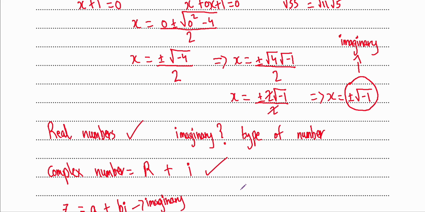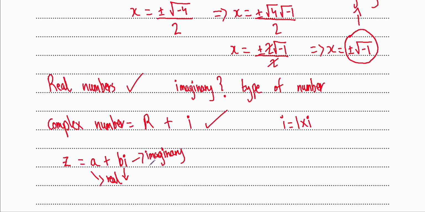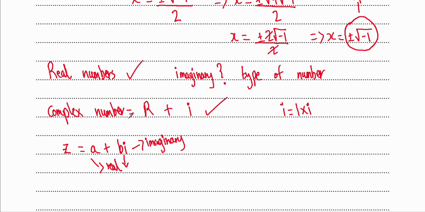I is just 1 times i. So i is equal to 1 times i. So i is an imaginary number, but then an imaginary number multiplied by a real number. So real numbers are still there. It's not like they've gone away. It's just, this is the way they're written.